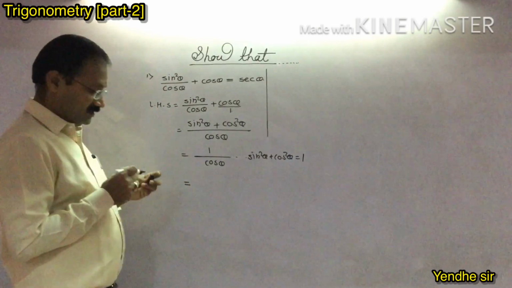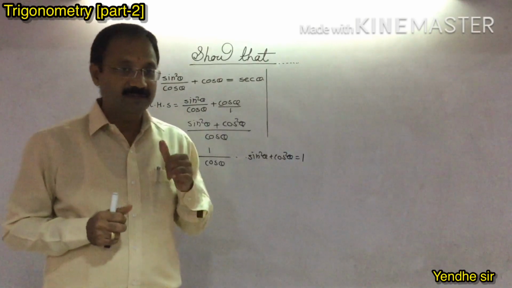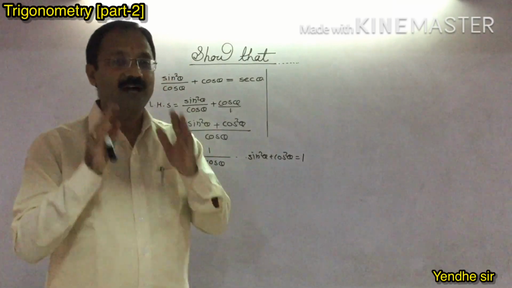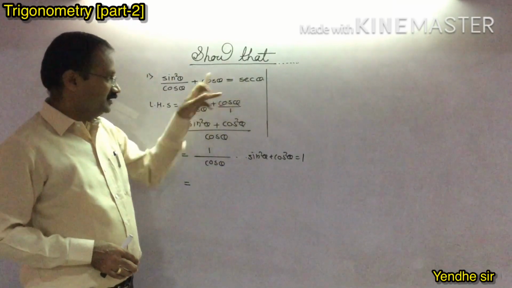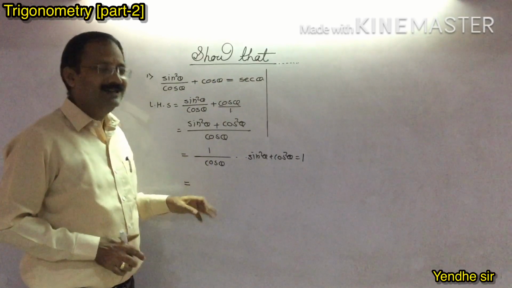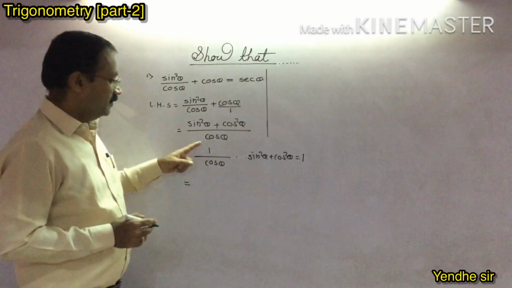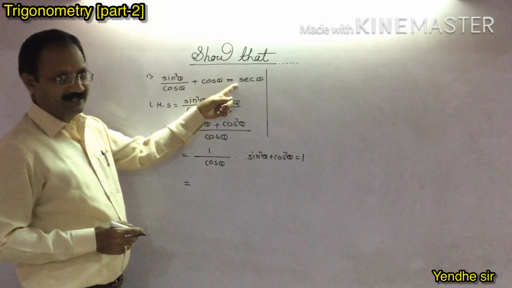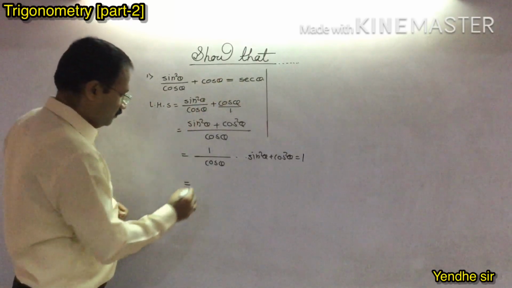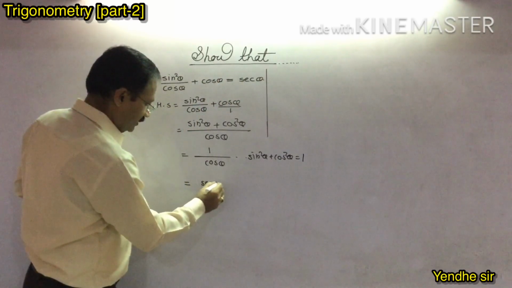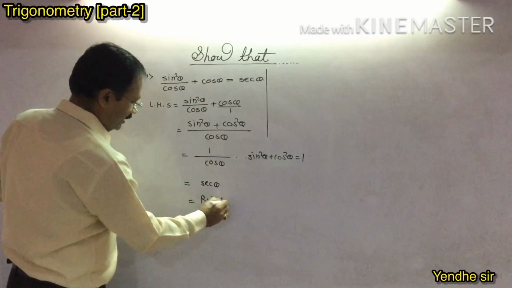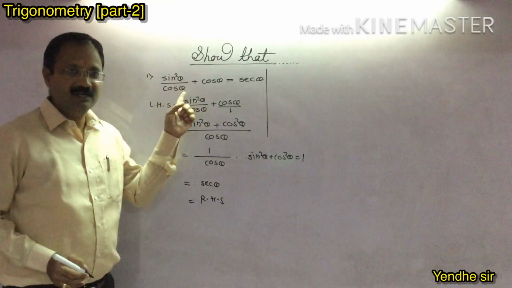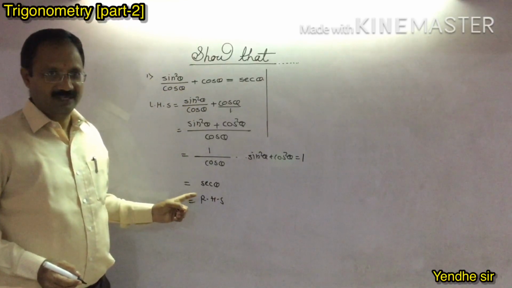And which is the last rule? Rule number 6. That is our target. What is our target? Sec theta. Is sec theta related to 1 upon cos theta? Yes, of course. 1 upon cos theta means sec theta, and sec theta means 1 upon cos theta. So get it? Sec theta equals RHS. So this is our answer for the first one.